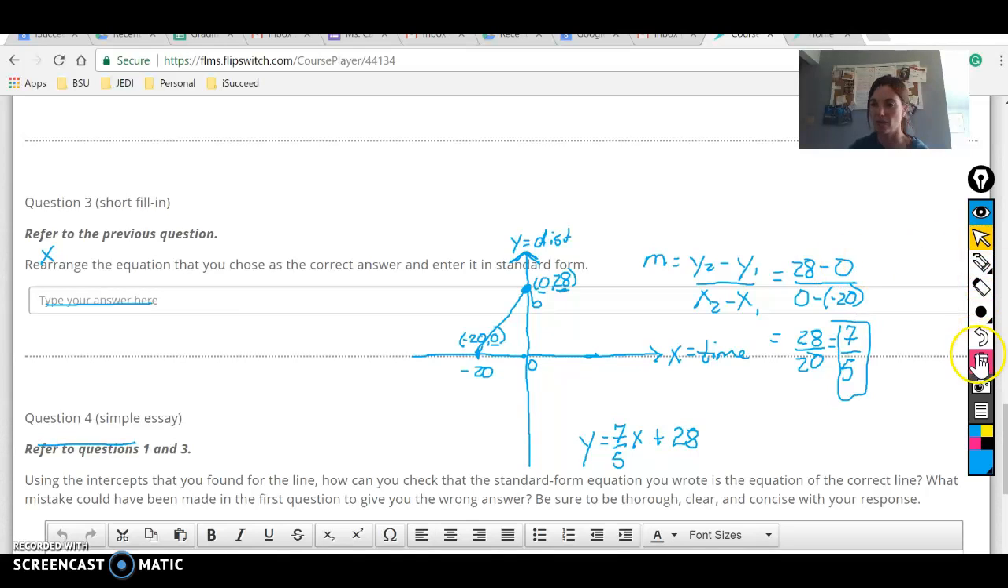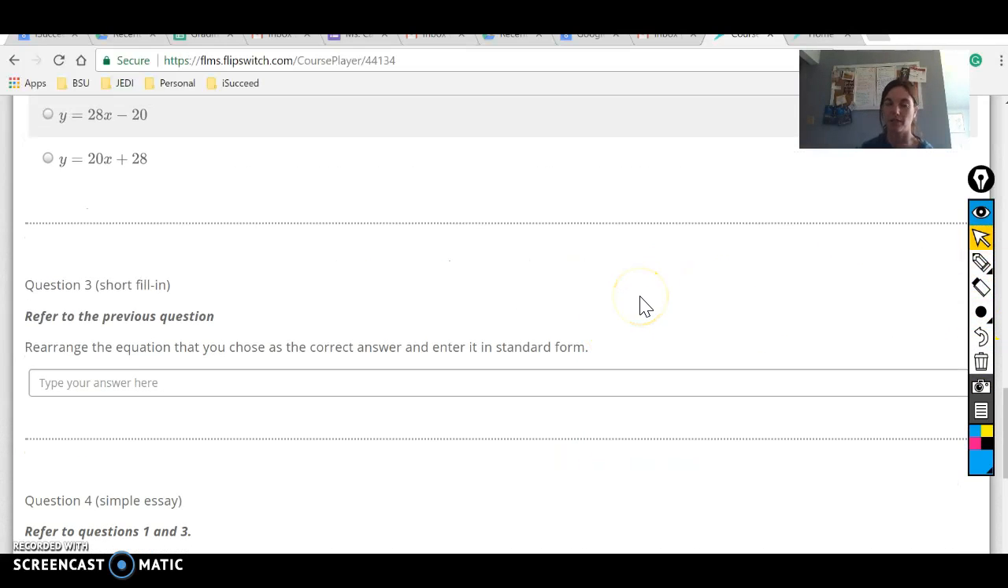And now, we'll erase this. So now we know that our slope-intercept form was y equals 7/5 x plus 28. And we are being asked to rearrange this equation and write it in standard form. Well, standard form is ax plus by equals c. And so a and b are the coefficients of x and y respectively, and c is a constant term.